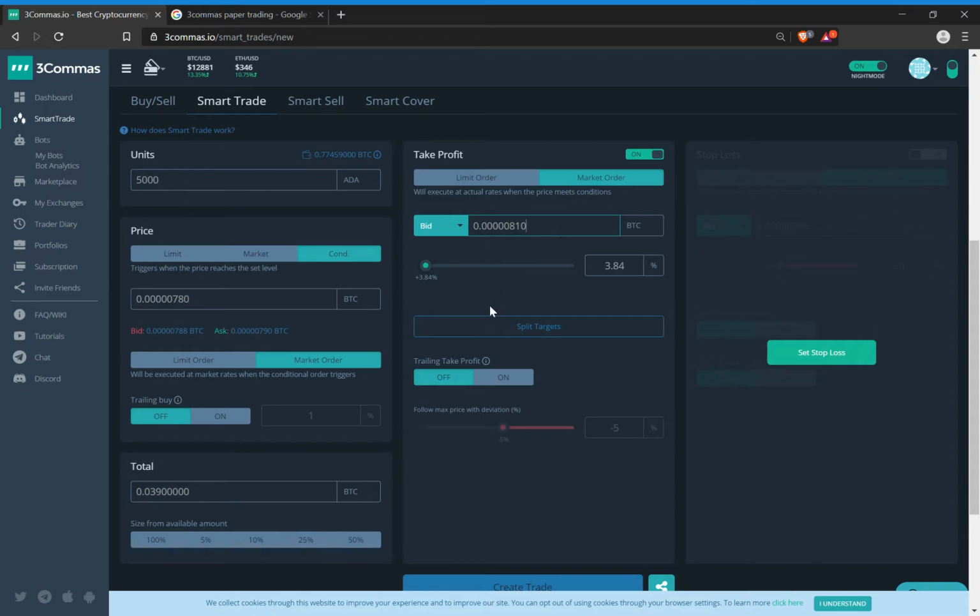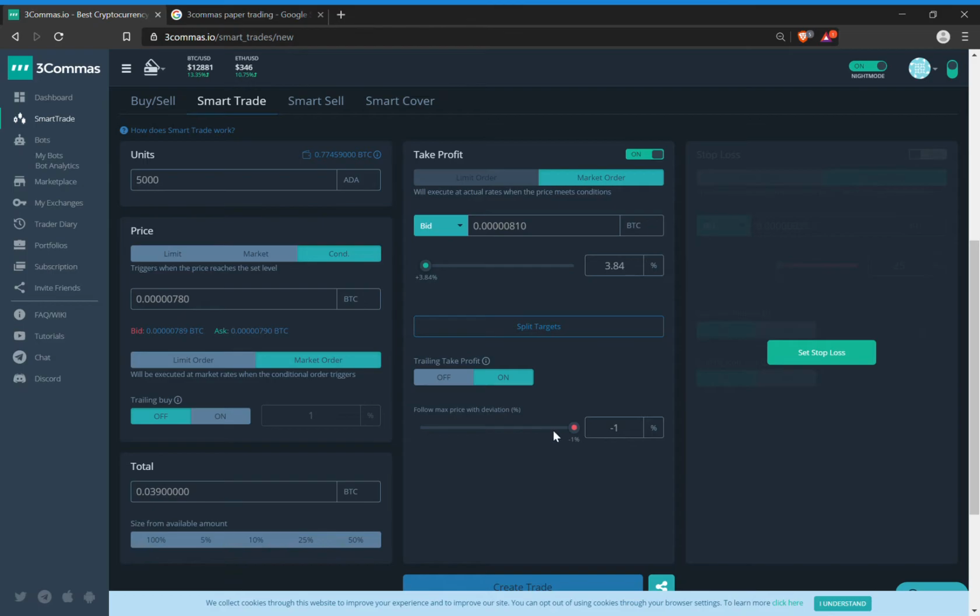Here we've got a feature you'll notice, trailing take profit, and that's turned off. If we want to turn that on, once the price hits 810 Satoshis, it doesn't necessarily mean it's going to sell, but that's when it'll activate the sell. If the price were to continue upward, I can trail that price and take profit, so you will stay in that trade and it'll follow it by whatever percentage you specify here. So you can maximize your profits on that trade.